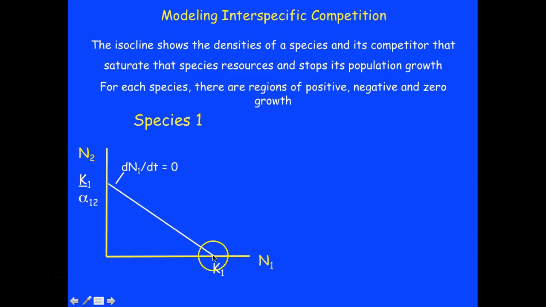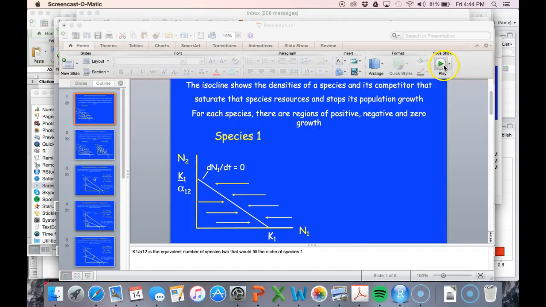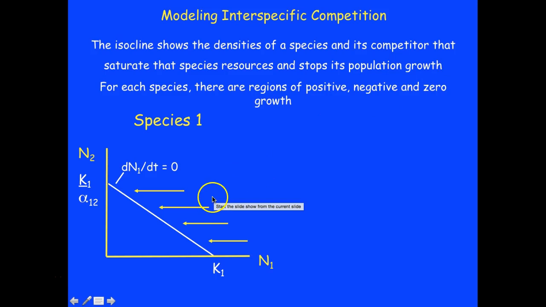So those are the ends of your no-growth isocline, and anywhere along this isocline, any combination of population densities of species 1 and 2, there's no growth of species 1. So this is dN/dt equals 0 along this line. Anywhere to the right here, the population of species 1 is going to shrink. So we are above the no-growth isocline of species 1, which means that the population is going to shrink.